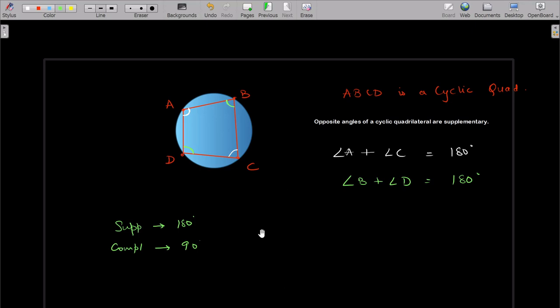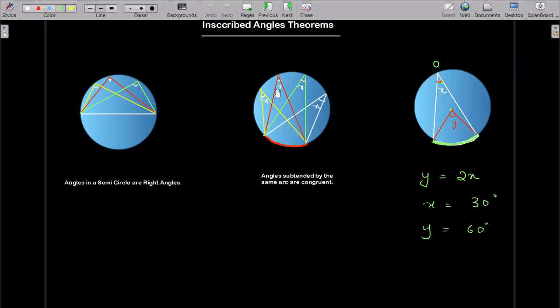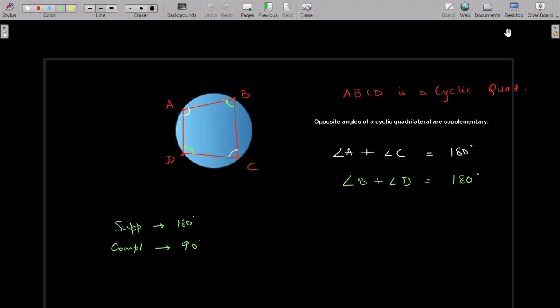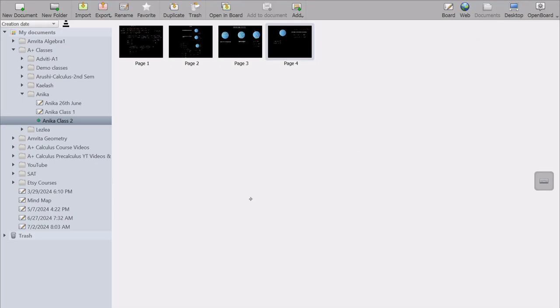Okay, today we won't be able to do practice questions on these topics because now I want to review the questions from the previous class, but today I will be sending you an assignment on these theorems that we did today: the two theorems on tangents, the three theorems on inscribed angles, and cyclic quadrilateral. Okay, now let's review the assignments.